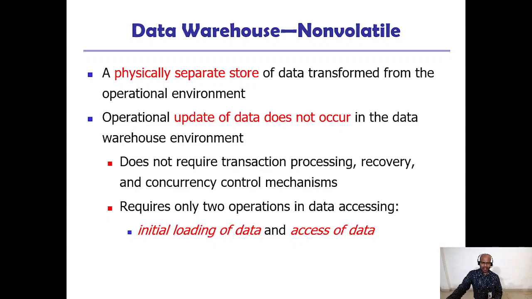Operational update of data doesn't occur in the data warehouse environment. It does not require transaction processing, recovery management, and concurrency control mechanisms. Unlike OLTP databases, which store transaction information and need recovery and concurrency control mechanisms, the data warehouse doesn't need those because it stores historical data rather than current data. So it requires only two operations in data accessing: initial loading of data and access of data.